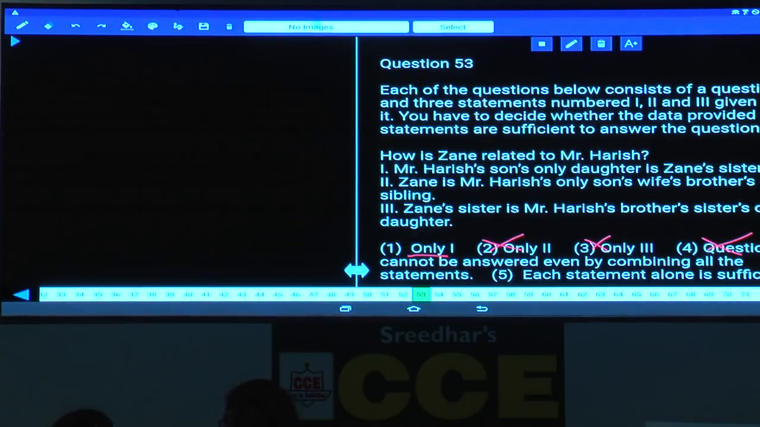Now in choice 5, each statement alone means that if you are able to prove it with the second one or the third one, that itself will be your answer. Now I am taking condition number 2. Jane is Mr. Harish. Harish's only son is here. The only son is having a wife, isn't it? The wife is having a brother.